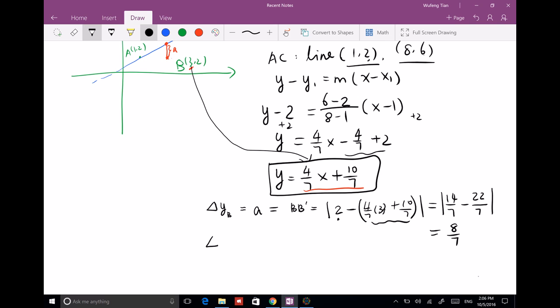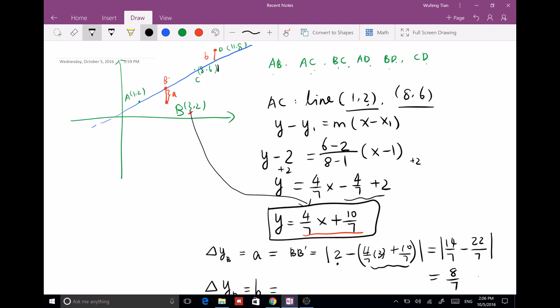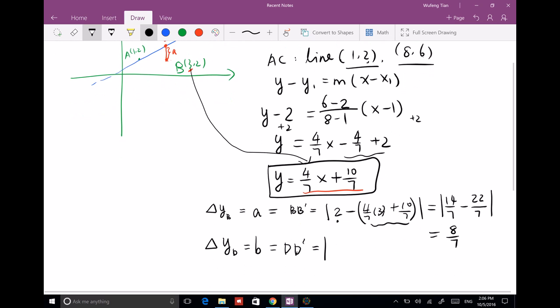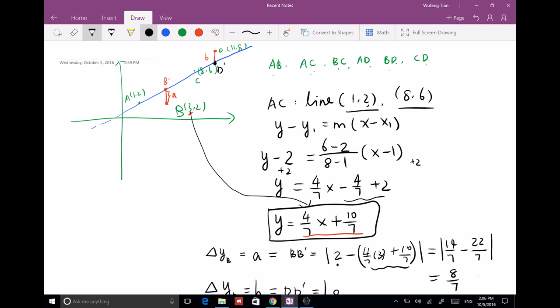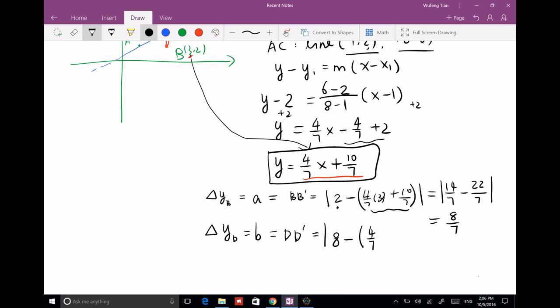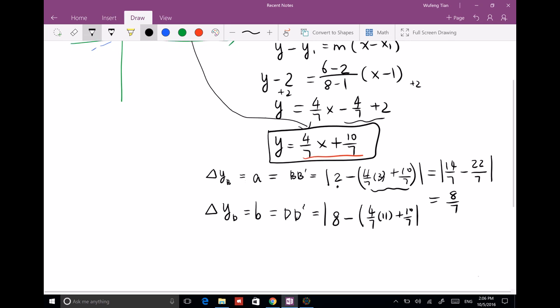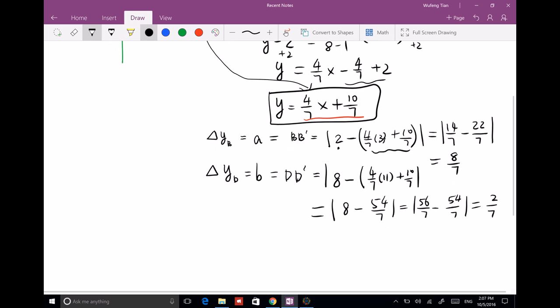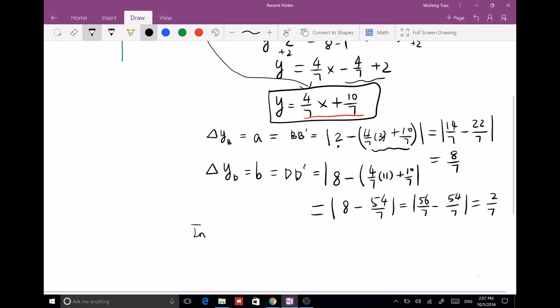Now we have to do the deviation of D, with a D prime. The original Y value of D is 8. For the D prime Y value, you plug 11 into the function: 4 over 7 times 11 plus 10 over 7, which is 54 over 7. Subtracting, 56 over 7 minus 54 over 7 is 2 over 7. In total, the deviation of B plus D is 8 over 7 plus 2 over 7, which is 10 over 7.